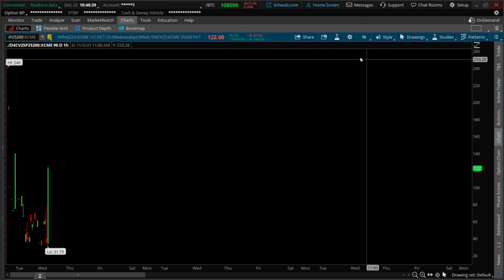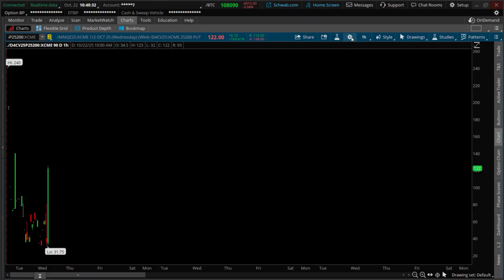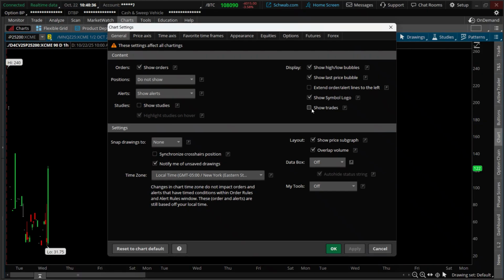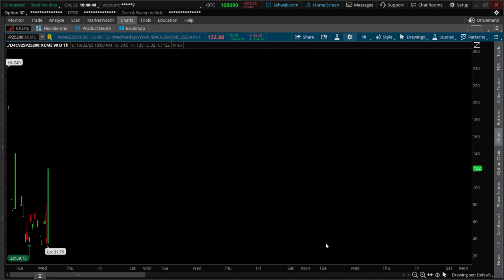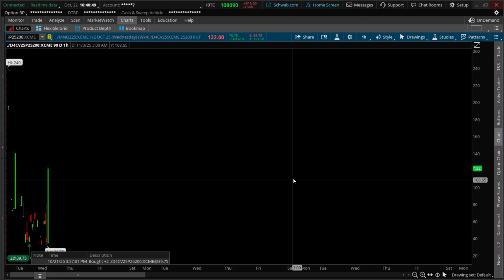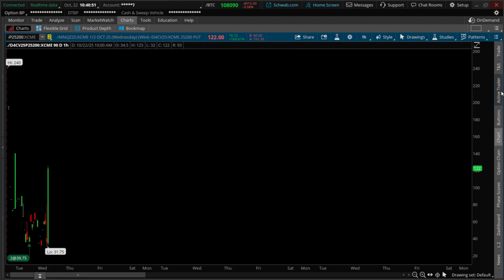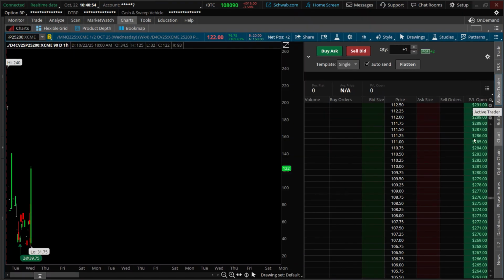And just to show I'm holding this position, if I click on this gear icon and then click on show trades, there should be a confirmation bubble showing I've picked up 2 of these contracts. So here's the confirmation bubble showing I've picked up 2 of these contracts. And if I click on the timestamp, those are my details. While I'm here, I'm going to open up Active Trader, and I'm going to close out these 2 contracts.